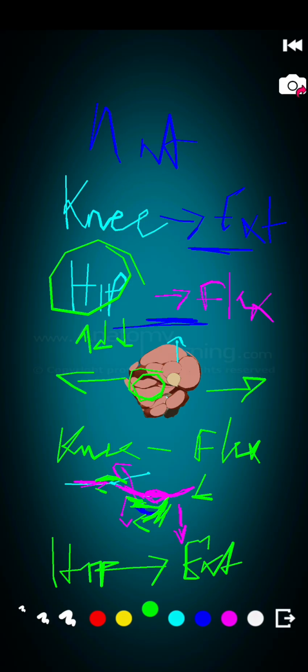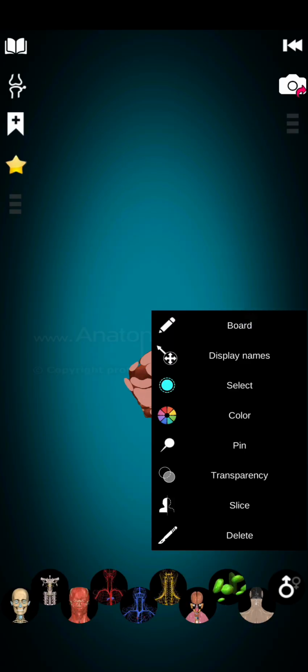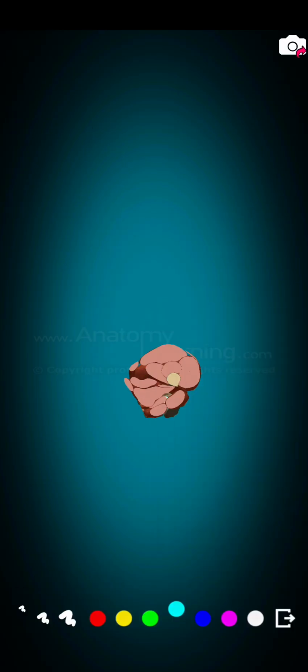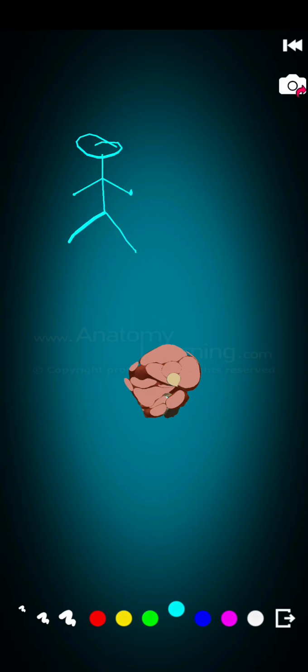Adduction. And please, it's adduction, not abduction. So adduction is where you have a person here, and then my hands here, my head there. If your leg is moving to the medial side, that's adduction. If it's moving to the lateral side, that is abduction.